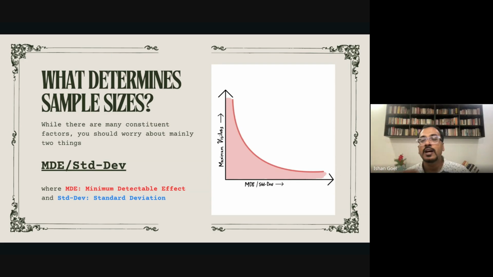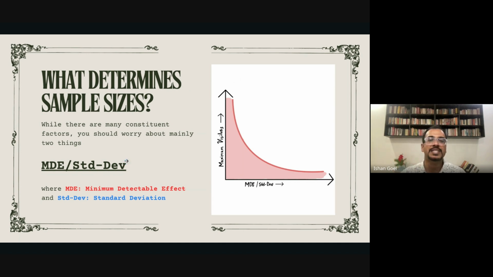If your metric fluctuates by 2% and your MDE is 5%, then it is easier. But if your MDE is 5% and your metric fluctuates by 10%, then it's much harder to detect the difference. And this is the standard idea that you should have in your mind.